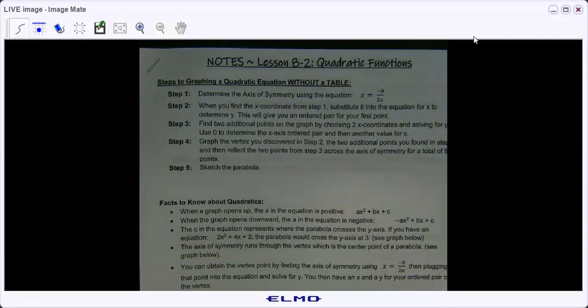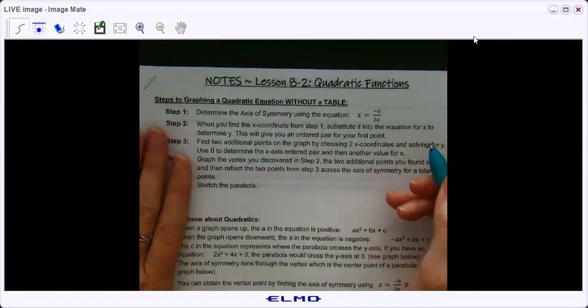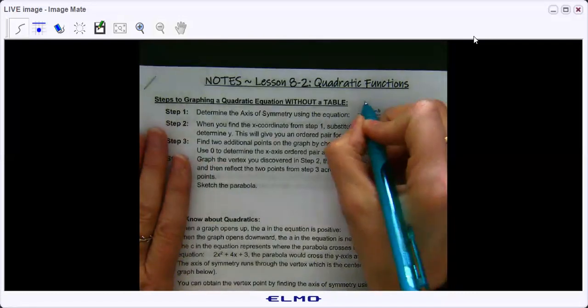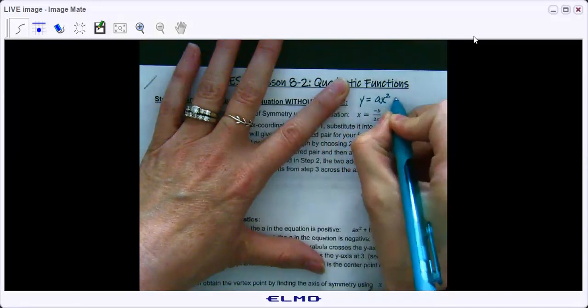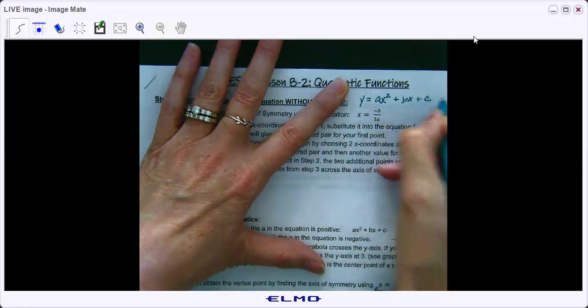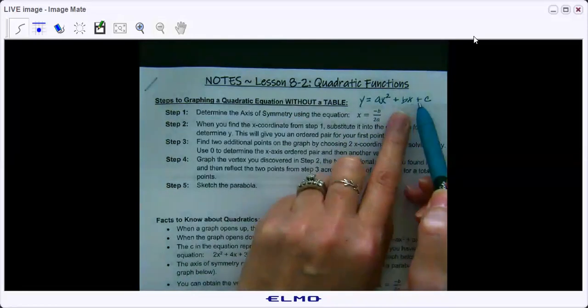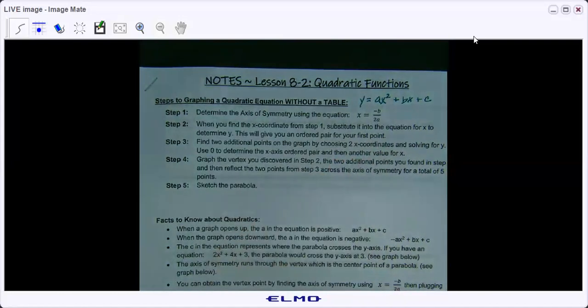Does anyone know what we were missing from that quadratic equation? The bx, right? So we have y equals ax squared plus bx plus c. Well, in 8-1, we were missing this middle term. When you miss this middle term, then you know that parabola is going to go straight through the y-intercept, and you can use -1, 0, and 1 for certain problems, and then you could just use 0 for x to find the y-intercept in other problems.